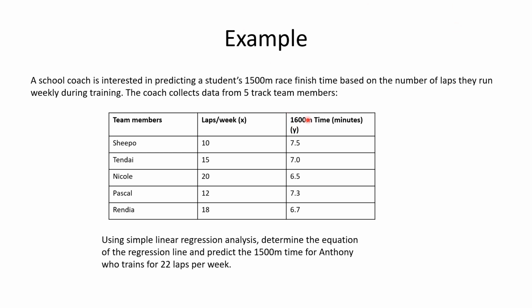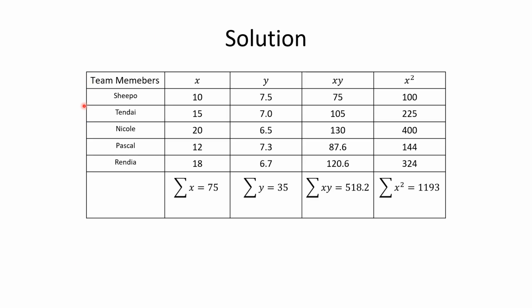Okay, kindly ignore this error here. It's supposed to be 1,500 meters. But let's look at the solution. Let's see how we go about it. So here are the team members again. Here are the values for X and Y, which didn't change.